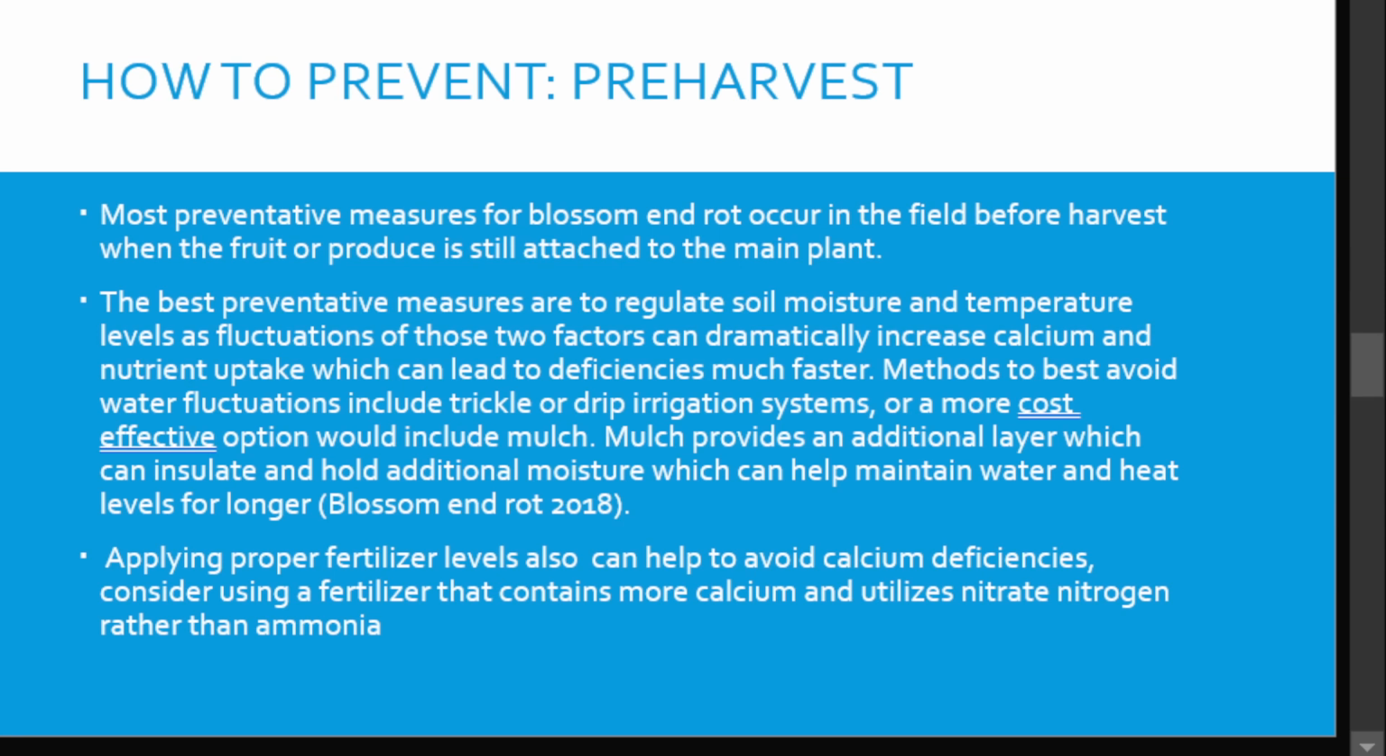Methods to best avoid water fluctuations can include trickle or drip irrigation, or a more cost-effective measure would be mulch, which also would provide temperature regulation. Mulch provides an additional layer which can insulate and hold additional moisture, which can maintain water and heat levels for longer. Additionally, applying proper fertilizer levels can also help to avoid calcium deficiencies, so consider using a fertilizer that contains more calcium and utilizes nitrate nitrogen rather than ammonia.